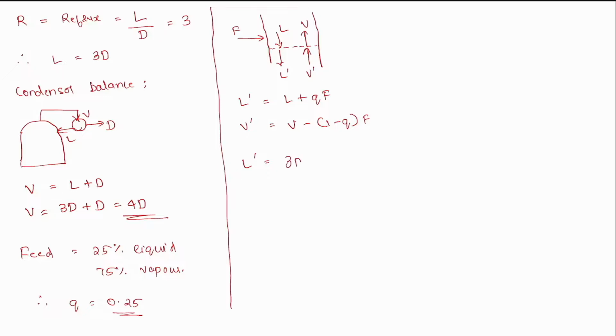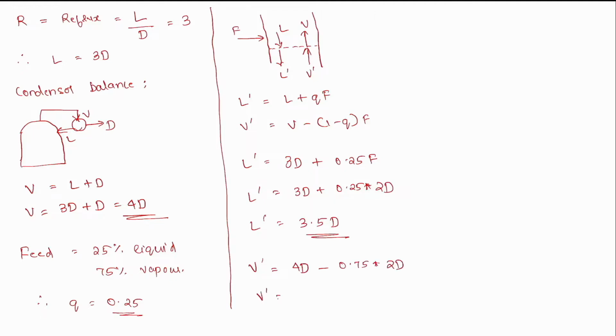So we can substitute these values. We have L is equal to 3D. So we can write L bar is equal to 3D plus 0.25 into F, and F is also given as 2D. So 3D plus 0.25 into 2D. So L bar is equal to 3.5D. Similarly, we can find V bar as 4D minus 0.75 into 2D, which is 4D minus 1.5D, and V bar is equal to 2.5D.